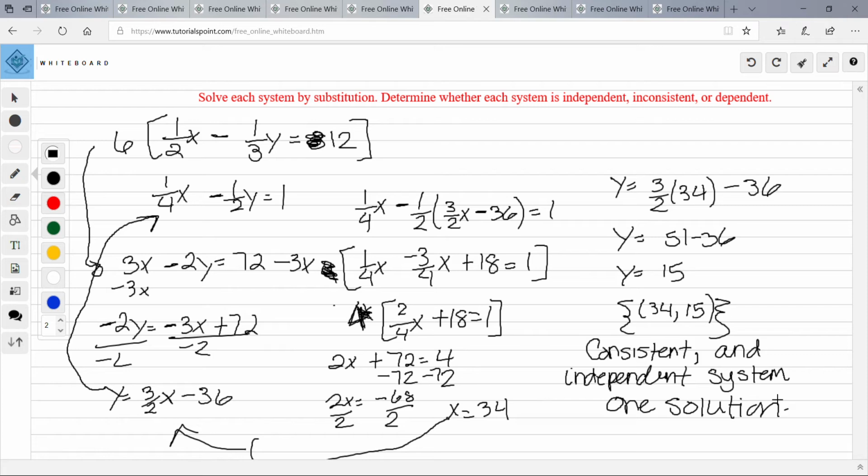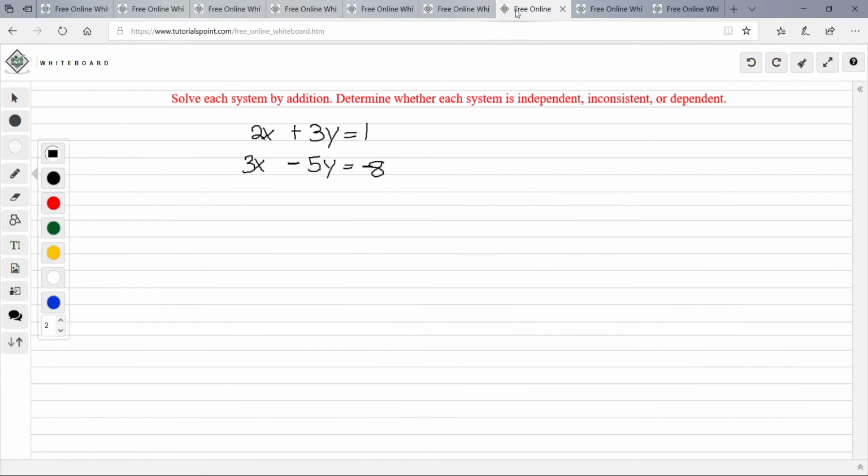So this is how you solve a system of equations in two variables with just substitution. The other one is elimination. So solve each system by addition, and determine whether the system is independent, inconsistent, or dependent. So we've got to do elimination.